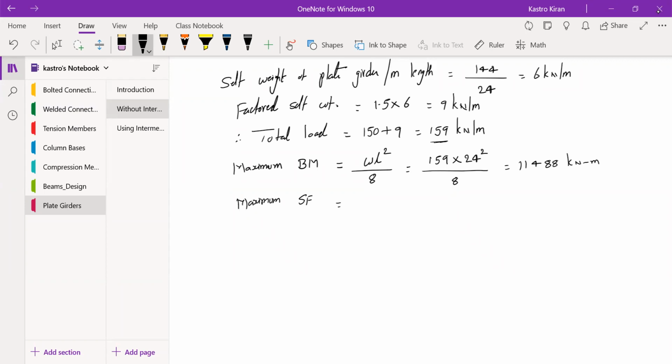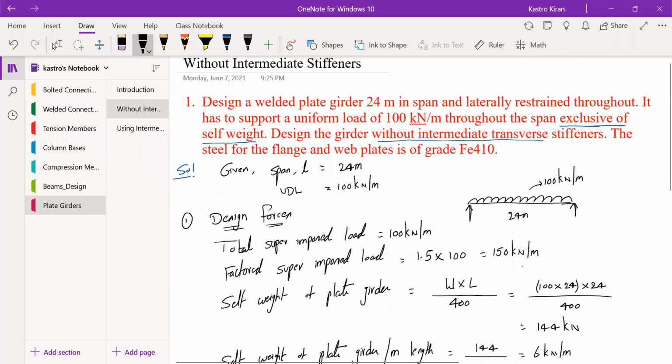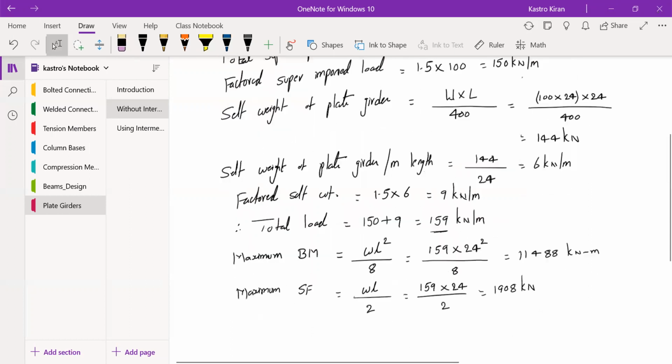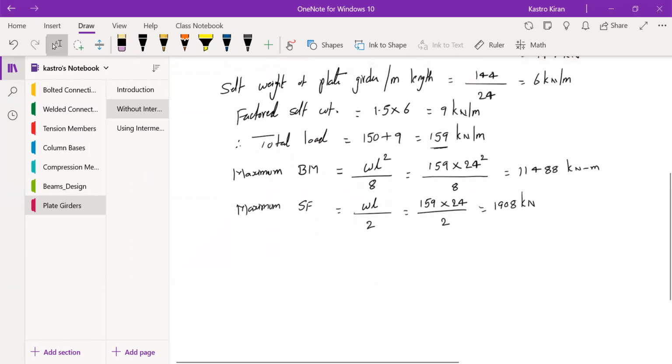So for a simply supported beam carrying uniformly distributed load, the maximum shear force is given by WL upon 2, where again W is 159 and L is 24 upon 2. So which will be 1908 kilonewtons. So this is the first step. You are going to find out what are the various forces that are going to come on the member, and the maximum shear force and bending moment values.